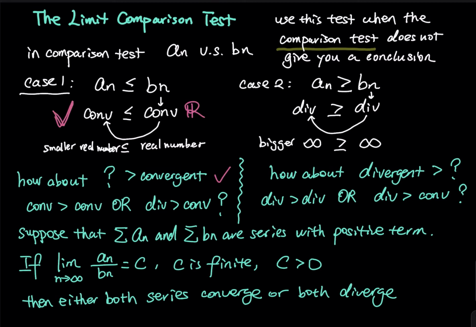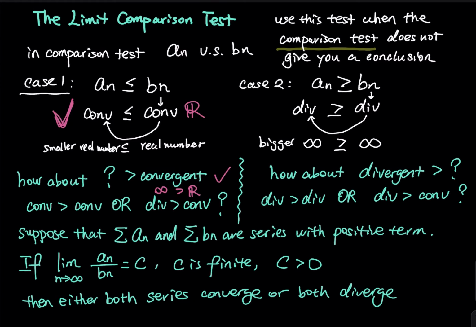But how about this? I have a convergent. I am asking you what kind of conclusion is greater than a convergent. There are two possible conclusions. Either you have a bigger convergent, which is a bigger real number, or you have a divergent, right? So we have an infinity greater than a real number. That works too. You have a bigger real number greater than the real number that you just determined. That works too. And then on the other side, how about divergent is greater than what?